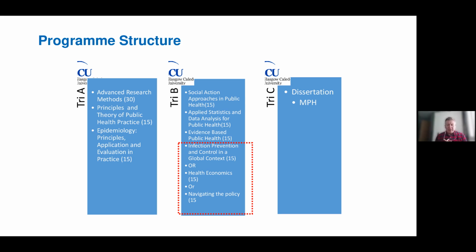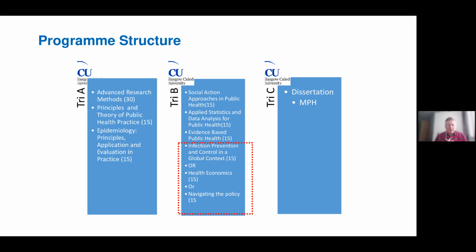So you can see that in September, which is our trimester A here on the slide, you have 3 modules to study. One of them is advanced research methods, key in any master's program that you do, but also in terms of looking for evidence-based practice and developing research skills. We then have the principles and theory of public health practice and epidemiology, and principles and application of evaluation in practice. So that would be your 3 modules you would first study if you joined us in September.